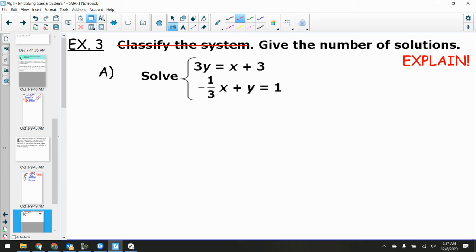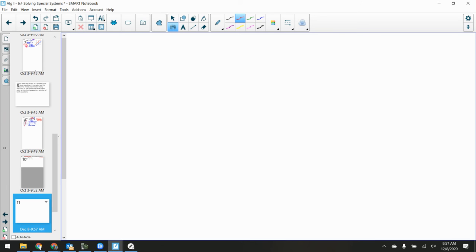Okay, now, to tell how many solutions it's going to have, to see if it's going to have any solutions, what you can do is figure out the slope and the y-intercept. This is why there's a little bit of room up on top.